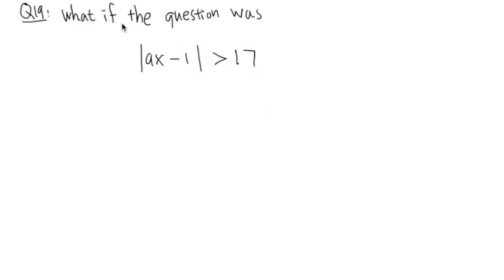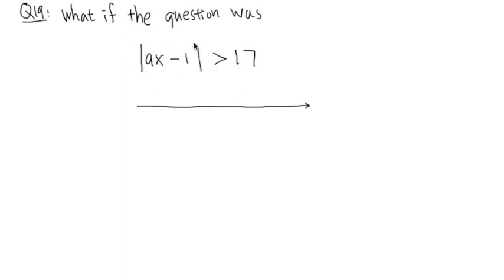Number 19. What if the question was the absolute value of 9x minus 1 is greater than 17? The number stays the same, but we have a greater than sign in this case. So this is how you do it. Once again, let's use the number line to help us understand the correct setup.